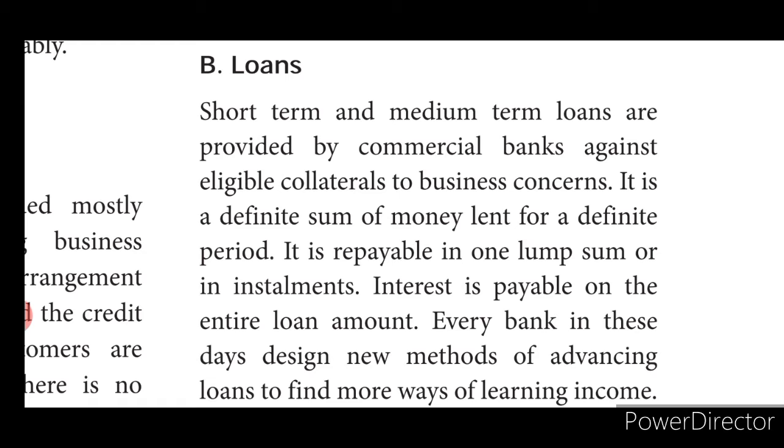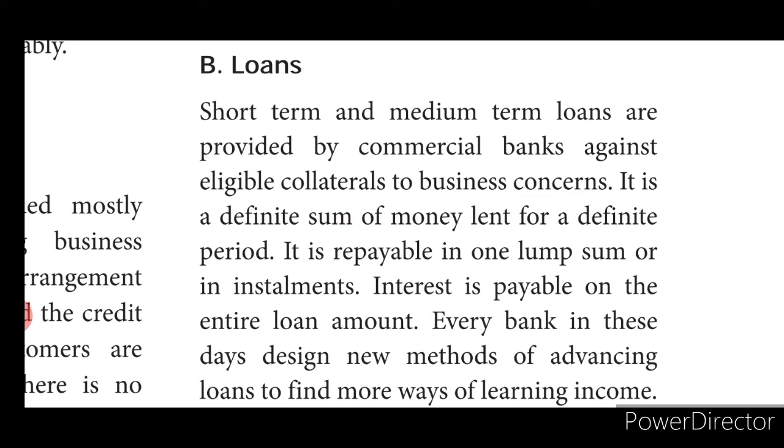Both of these are provided by the commercial banks according to the eligible collateral given by the business concerns. It is a definite sum of money taken as a loan. If you want to get that loan in a full bulk amount, you can repay it in a month term, or on one particular installment, or immediately pay the whole amount, according to your wish. You can do it in one lump sum, or even make it in installments also. The interest is payable on the entire loan amount itself.